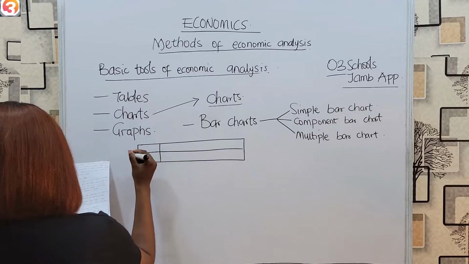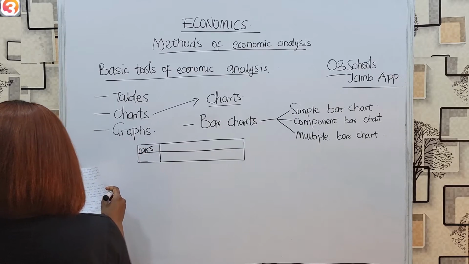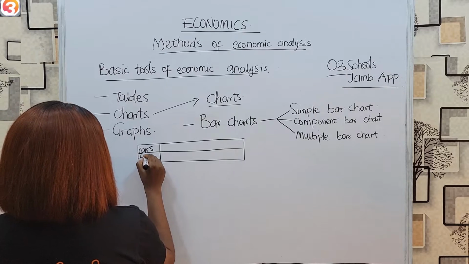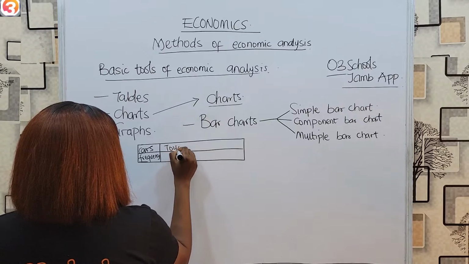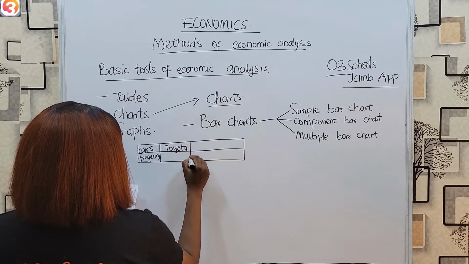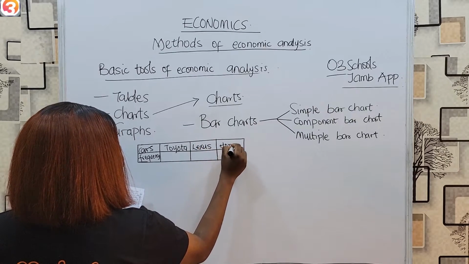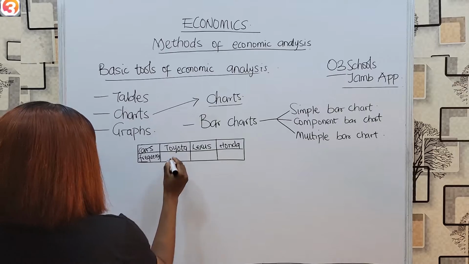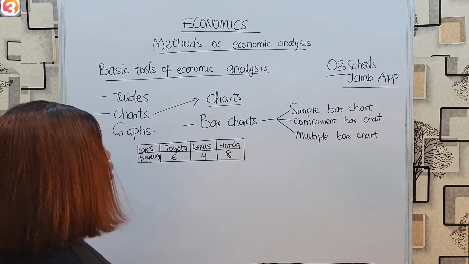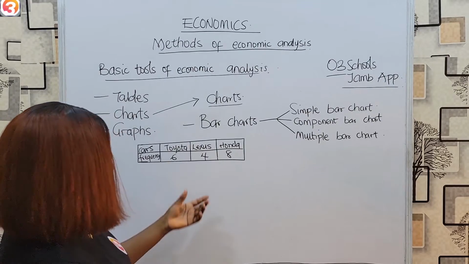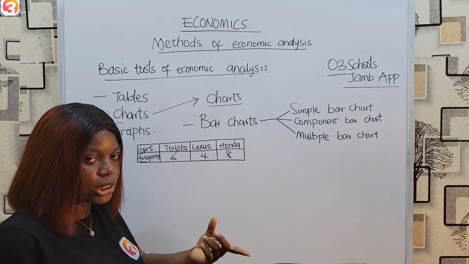Now, we have cars, and we have frequency. We have Toyota, we have Lexus, and we have Honda. The frequency here, we have 6, we have 4, we have 8. Now, this is a table. To represent this table in a simple bar chart.